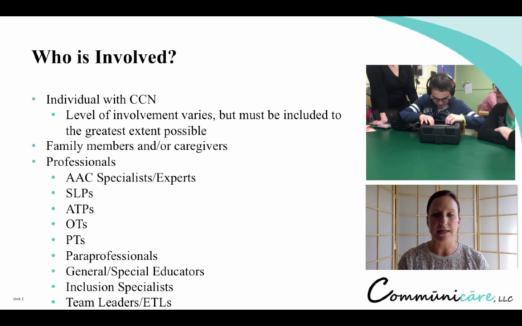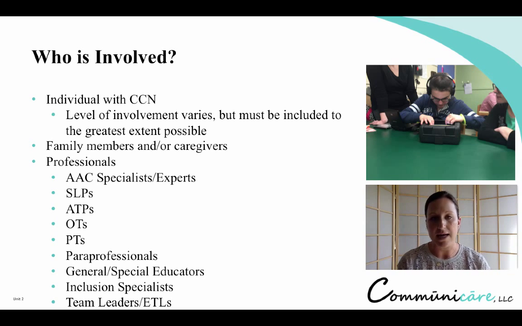So who is involved in an assessment process? At the most basic level, the individual with complex communication needs. We have to have their involvement as well as have an understanding of their motivation and communication and needs and environments. Involved are also family members, or caregivers, or people close to the individual, and a number of experts and professionals, depending on the nature and severity of the individual's needs.